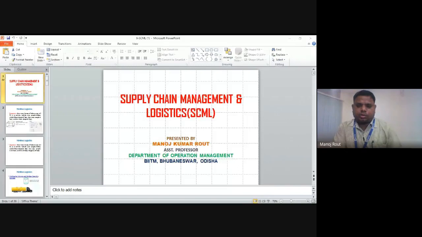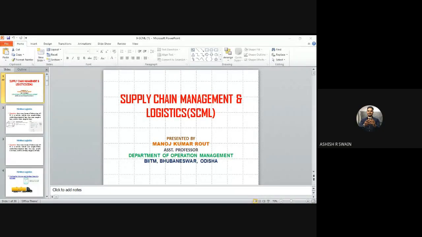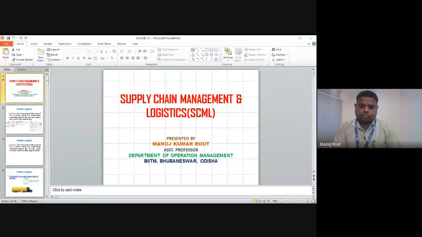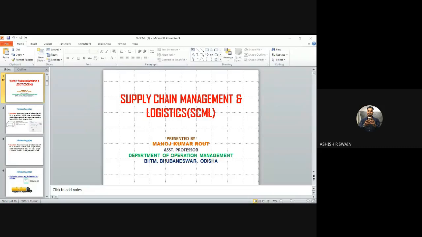The next question to Ashish Ranjan Swayu, what do you mean by supply chain management? Yes, sir. So supply chain management basically is the management steps of the flow of products and services, starting from the procurement of products till the products consumption by the end consumers.